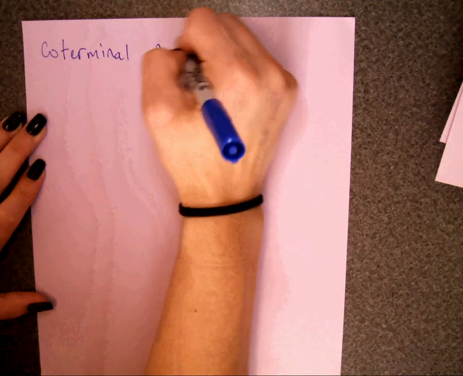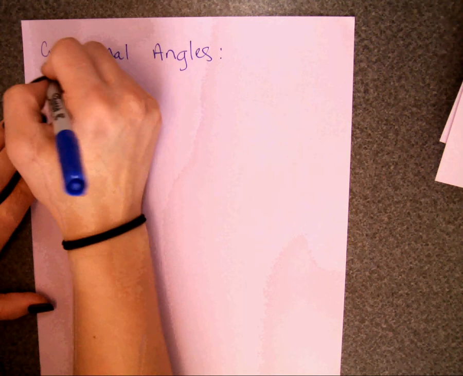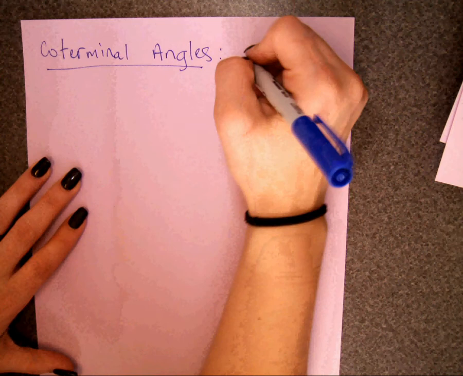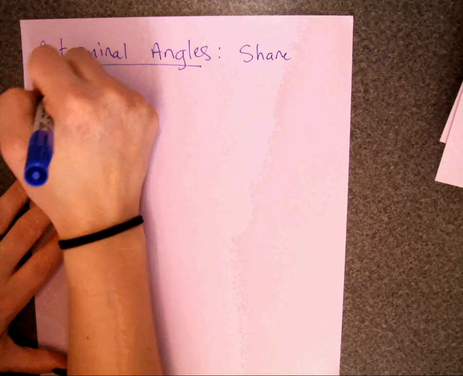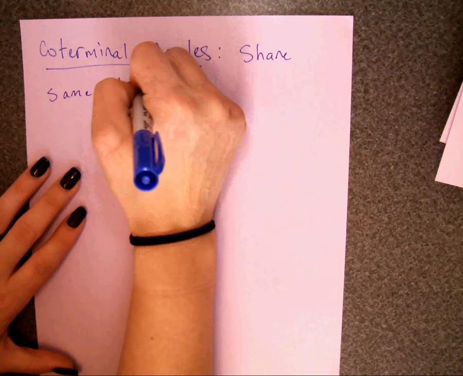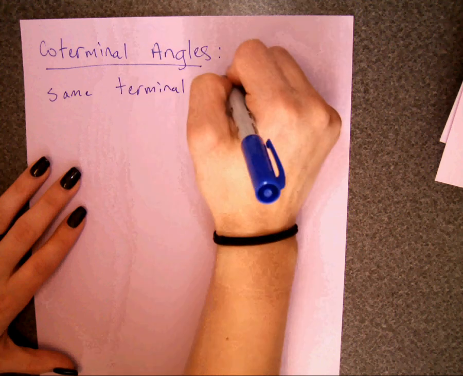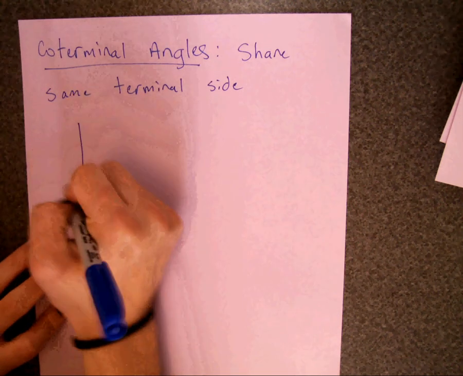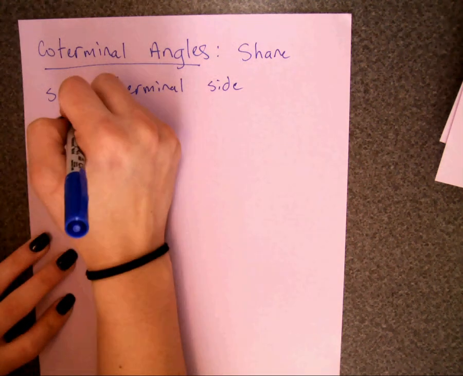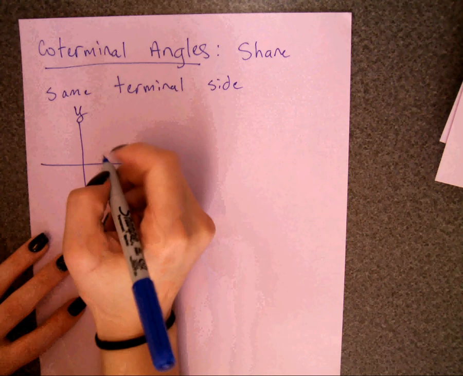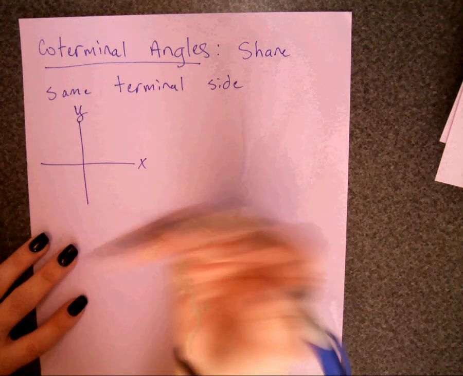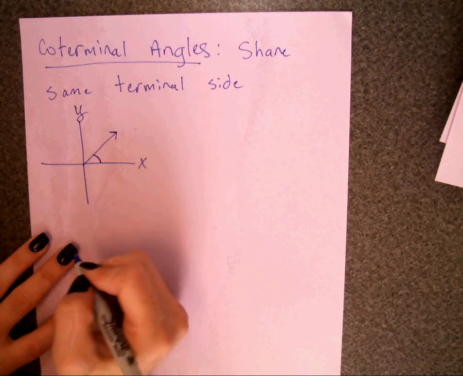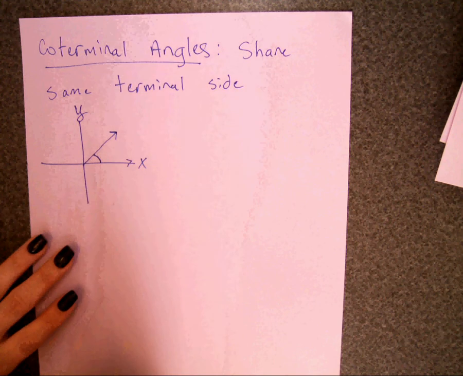And coterminal angles are going to share the same terminal side, hence coterminal. So let's say I have my angle alpha again in standard form, so initial side on the positive x-axis, and here's my terminal side. It's in the first quadrant.